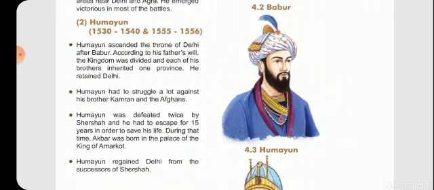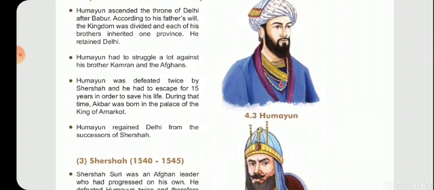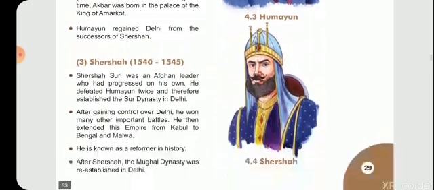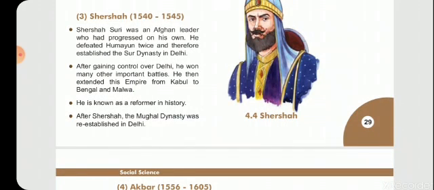So during that point of time, when he was defeated by Sher Shah, he escaped from Delhi to save his life, and his son was born in the palace of King Amarkot. Humayun regained Delhi from the successors of Sher Shah. Then Humayun again took Delhi from the successors of Sher Shah. Sher Shah, 1540 to 1545.